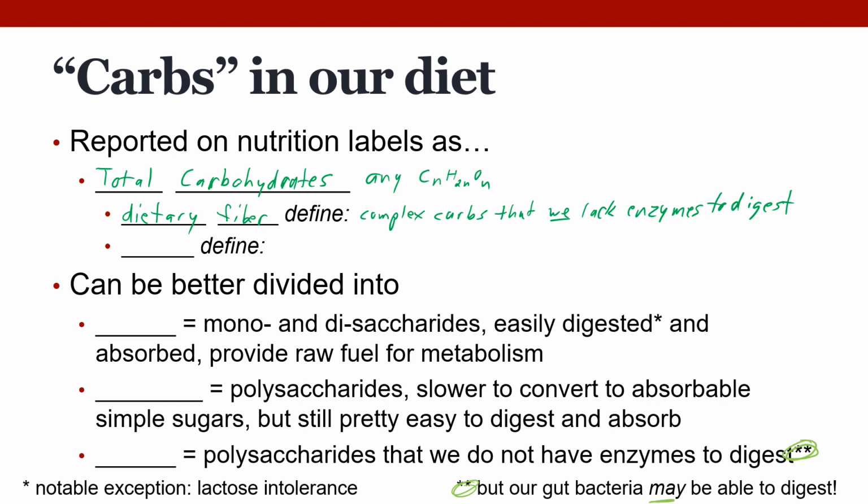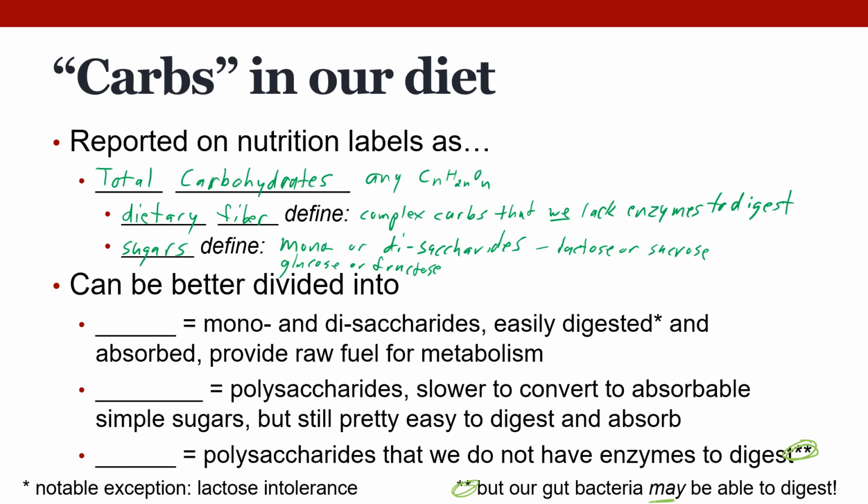Okay, the other category that's broken out on our nutrition labels is sugars, and these are defined as any mono or disaccharide. Monosaccharides are things like glucose or fructose. Disaccharides are things like lactose that we get from dairy, or sucrose that we get from cane sugar.